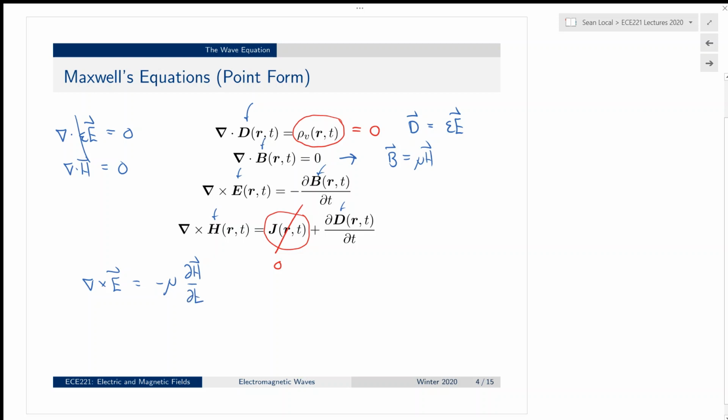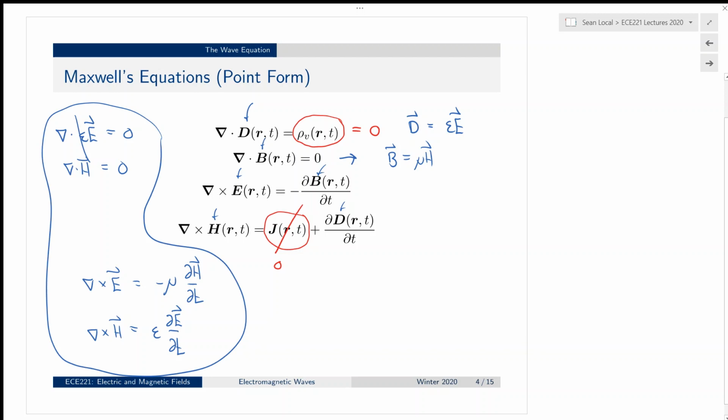And finally, the last equation, we've removed the source term, which is the J, and we can say that the curl of H is equal to the time derivative of D, but again, we'll use our constitutive relation and pull out the epsilon here so that we can take the partial time derivative of the electric field instead. So what's nice about these equations that we've written here is now we only have two fields that we are concerned with, the electric field and the magnetic field.